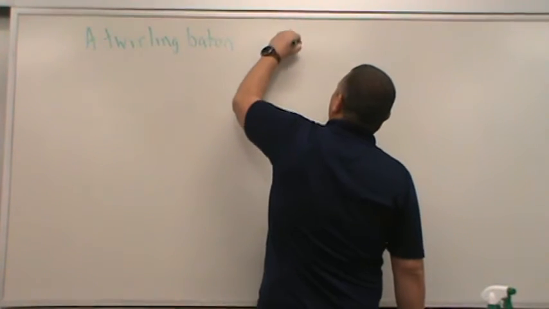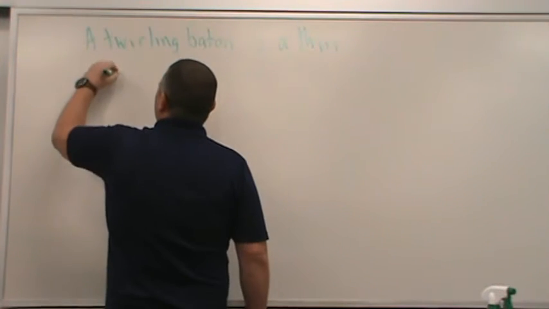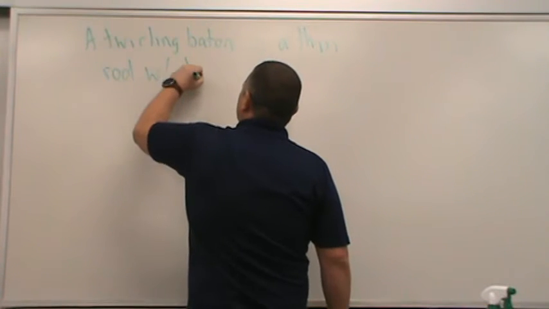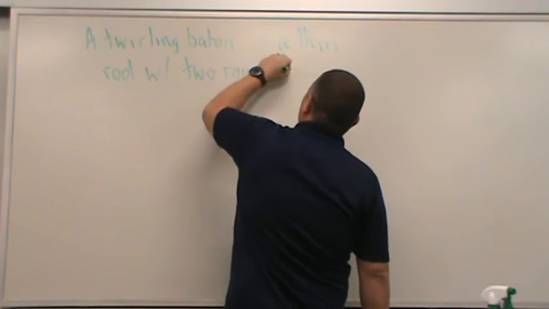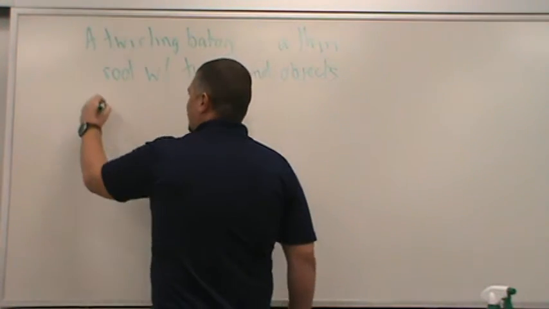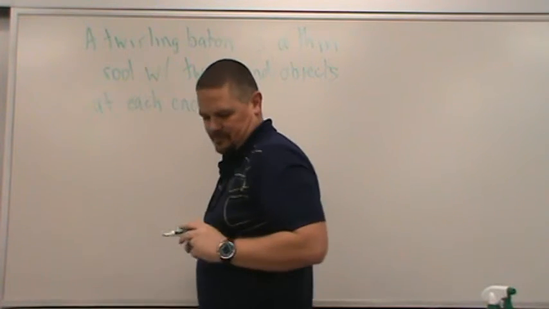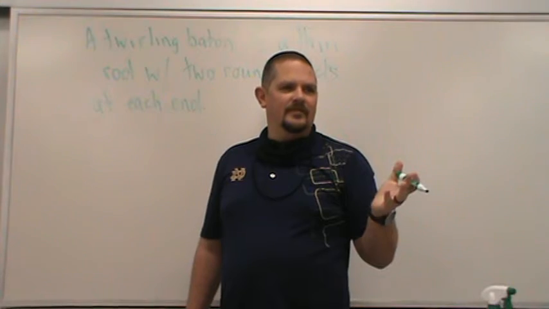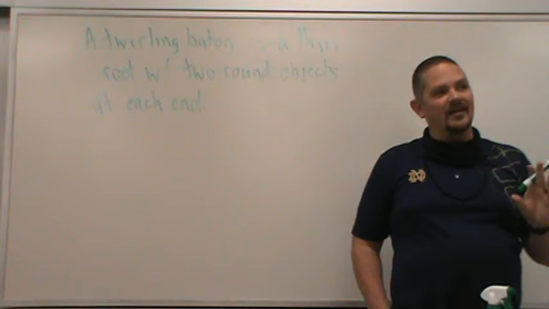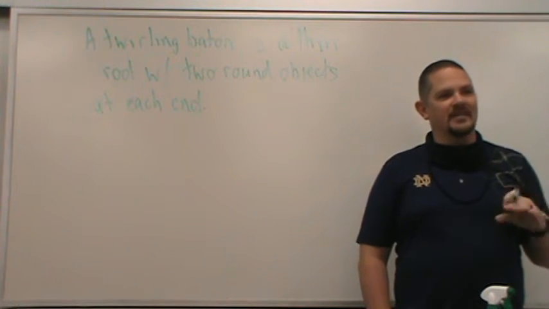Okay, so a twirling baton is a thin rod with two round objects at each end. It can pinpoint what kind of twirling baton you want to get, because the shapes of the objects at the end do change.